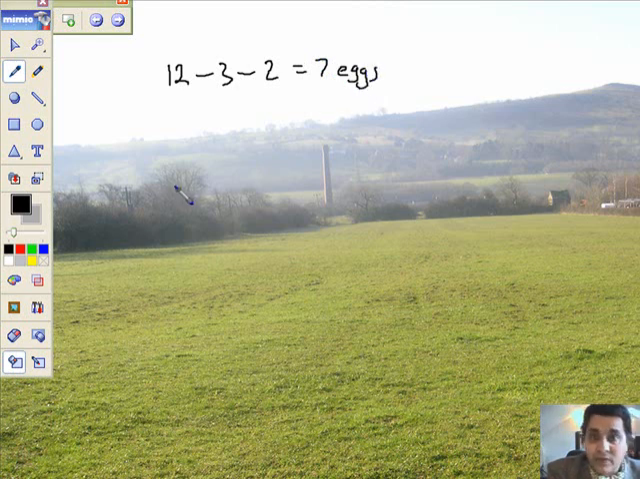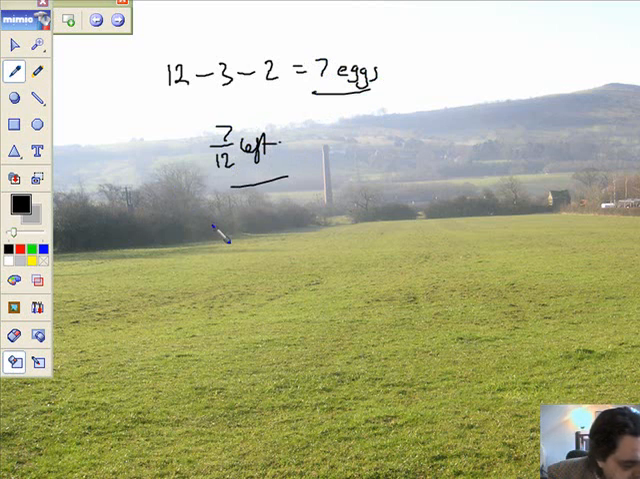Alright, I've not even read the question, but anyway. What fraction of her eggs does she have left? Well, if she's got 7 left, we've got 7/12ths that are left as a fraction, alright? Because 5 have disappeared. Next one, 7.